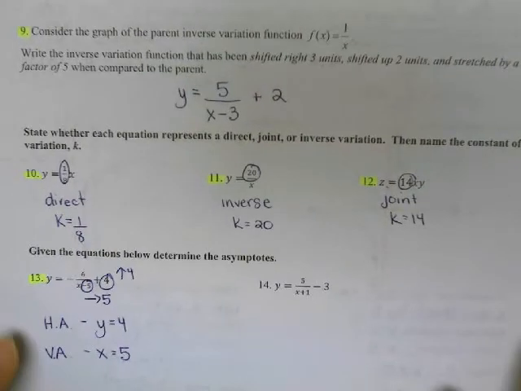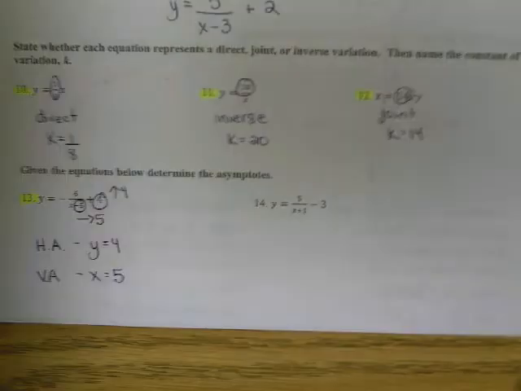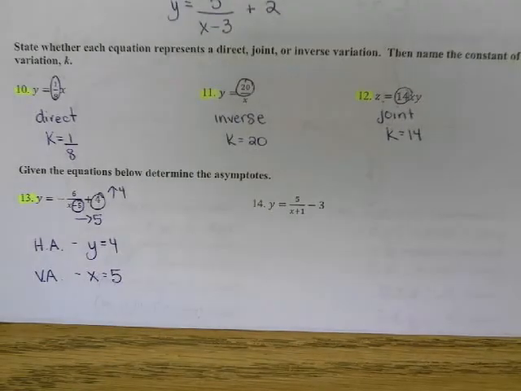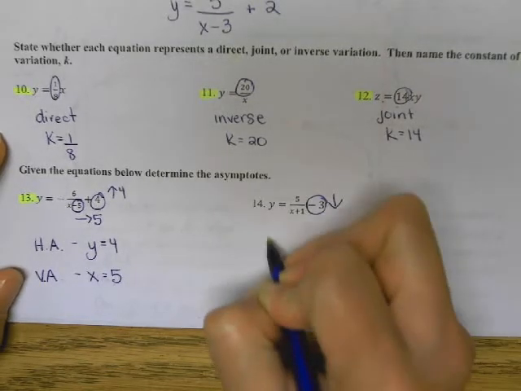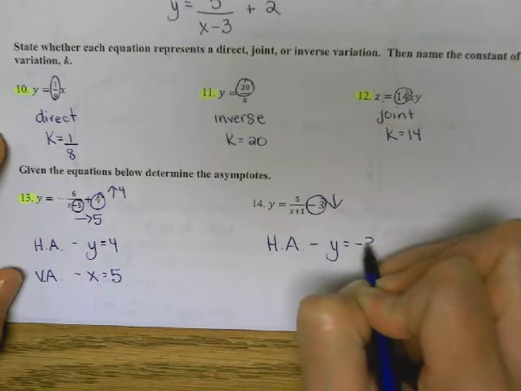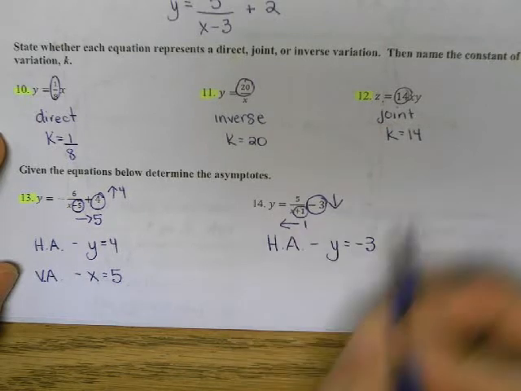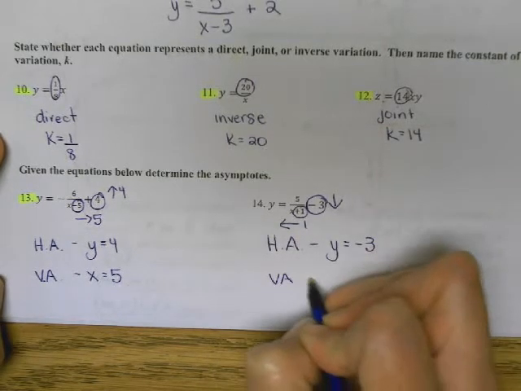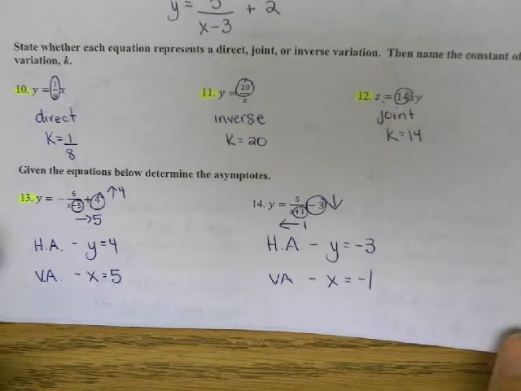All right, we have number 14 to finish on this page. So given the equation of the rational function, we just want to find the asymptotes. Right here, this is telling me to go down 3, which means my horizontal asymptote is now at y equals negative 3. This right here is telling me to go to the left 1, so my vertical asymptote is at x equals negative 1.